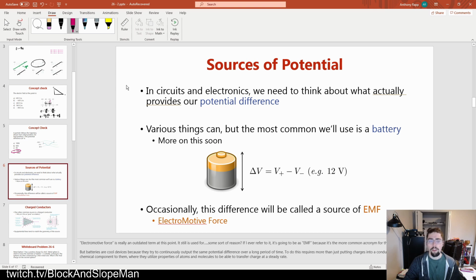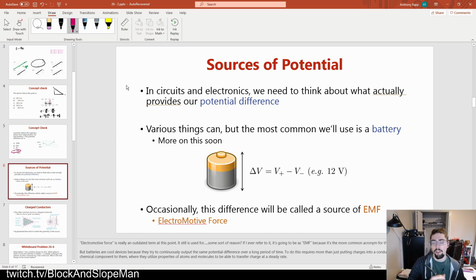Instead, though, batteries are a very common thing, right? We use batteries all over the place. Your car has a battery, your remote has a battery, your controller has a battery. A lot of things have batteries, right? What are those doing? Well, they're actually providing some sort of potential difference.